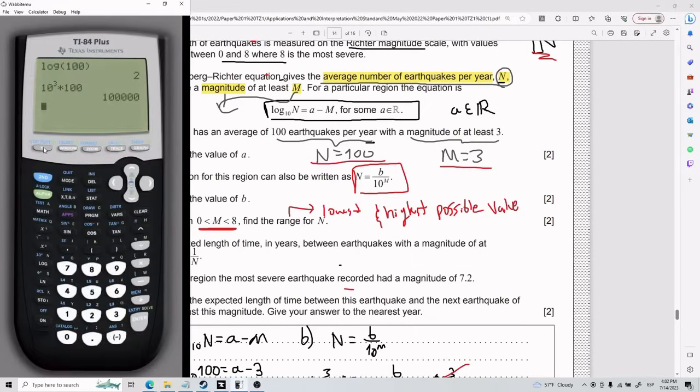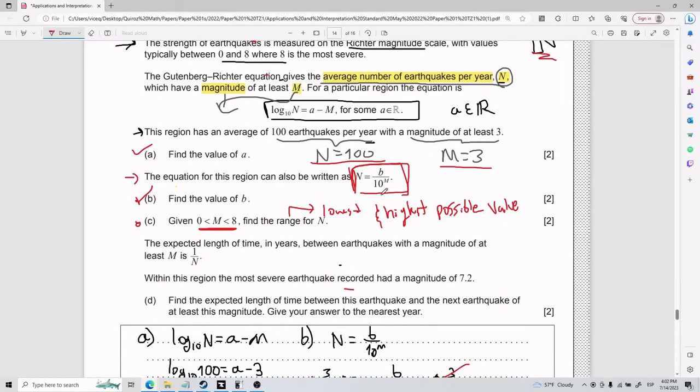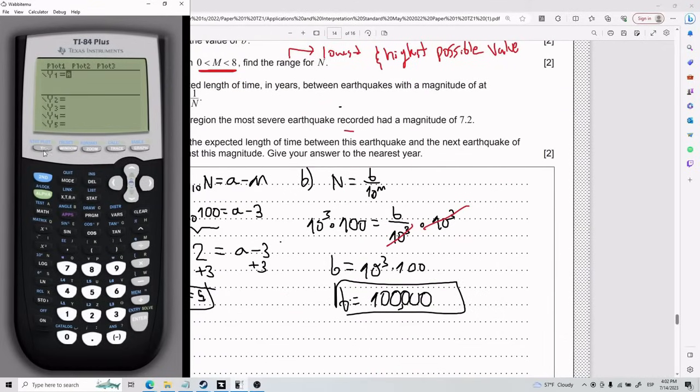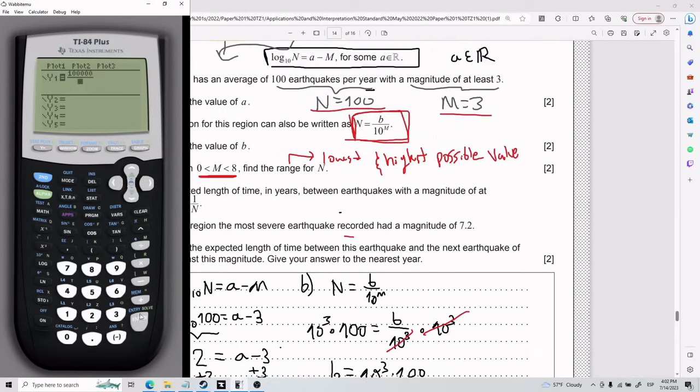Alright, now we're getting somewhere. So if I pull out my y equals and graph, I'm going to be graphing the thing in red. I found out that b was, sorry, 100,000. How many zeros is that? 1, 2, 3, 4, 5. Divided by 10 to the power of m. I can go ahead and graph this. See?